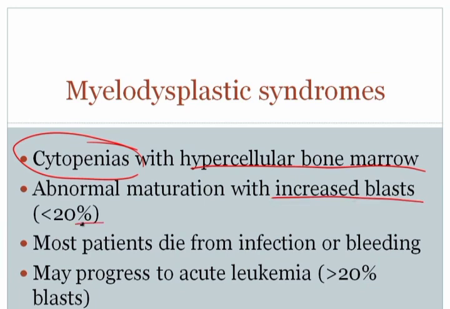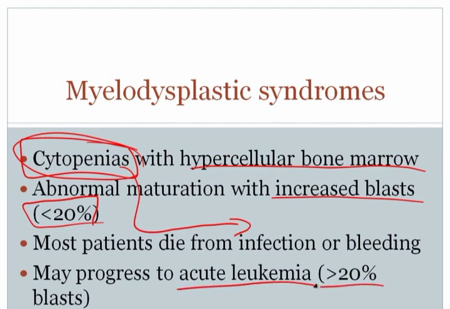In this particular case, if you were to do a bone marrow biopsy, you would see increased blasts. However, those increased blasts would be less than 20%. Of course, greater than 20%, we would not call it myelodysplastic syndrome, we would call it acute leukemia. Most of these patients, because they have cytopenias, will actually die from infection or bleeding, but a subset of them can progress to acute leukemia, such that if the blasts become greater than 20%, then we would say that the patient has, for example, AML that has arisen in a background of myelodysplasia. So that concludes our discussion of acute leukemia, and the next discussion will then be chronic leukemia.